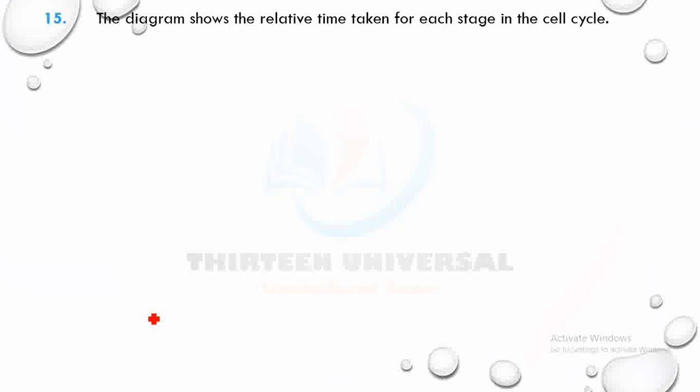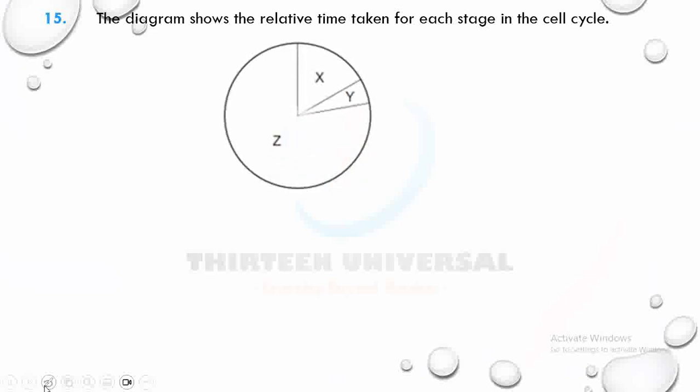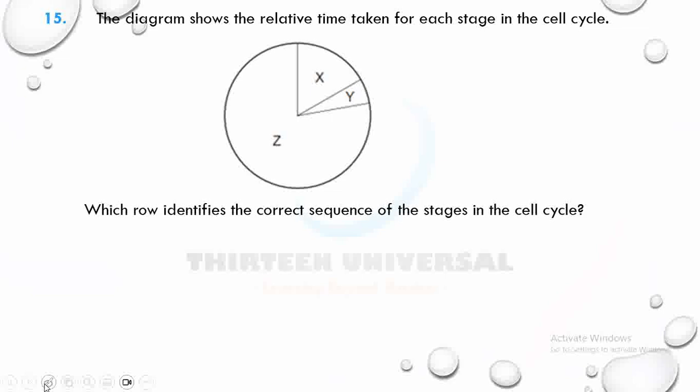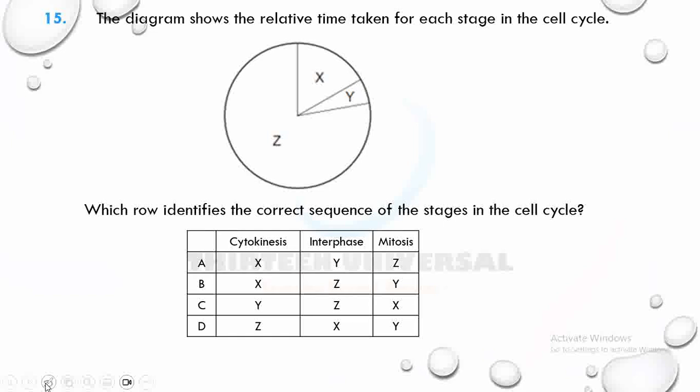The diagram shows relative time taken for each stage in the cell cycle. The question says, which row identifies the correct sequence of the stages in the cell cycle? So, which stage? Don't forget that the biggest part is interphase. Z is interphase, all right?